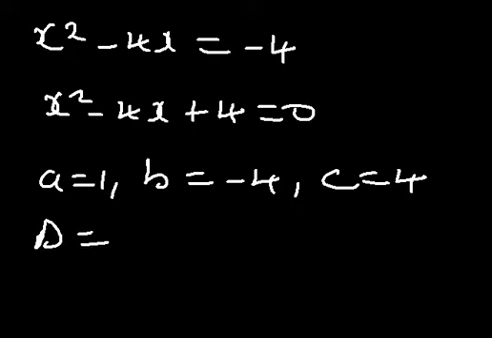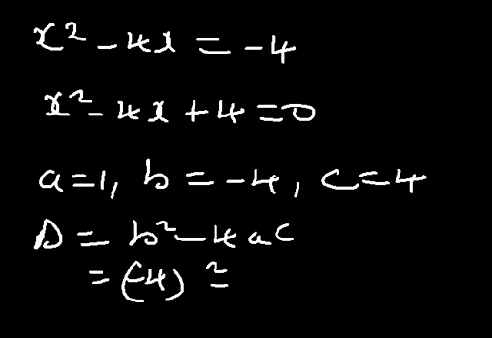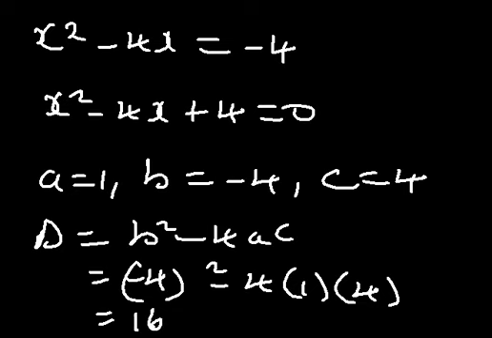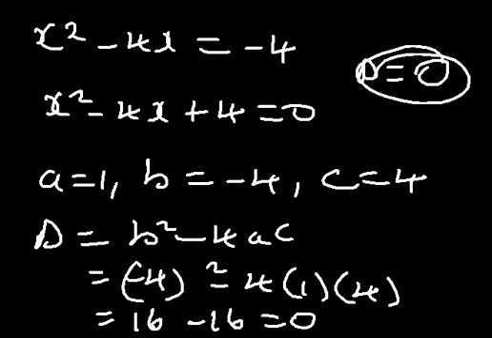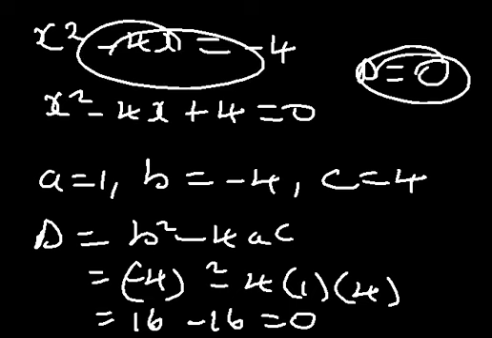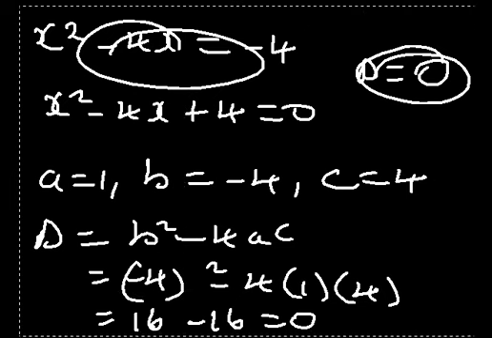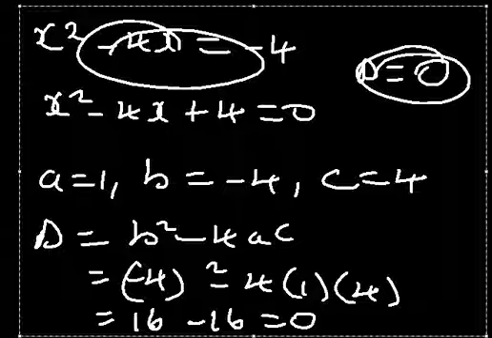Now the discriminant is given as b squared minus 4ac, so we have -4 to the power 2 minus 4 times a, which is 1, times c, which is 4. In that case, we'll have 16 minus 16, which is equal to 0. Now you can see that the discriminant is 0. Since the discriminant is 0, it means this quadratic equation will have two similar roots upon solving it. So keep that in mind.